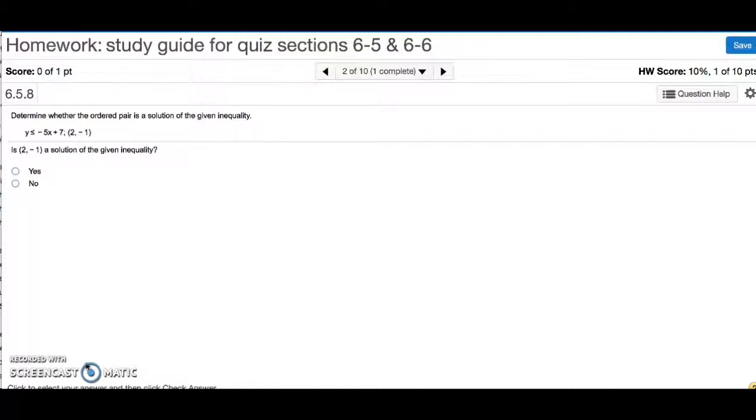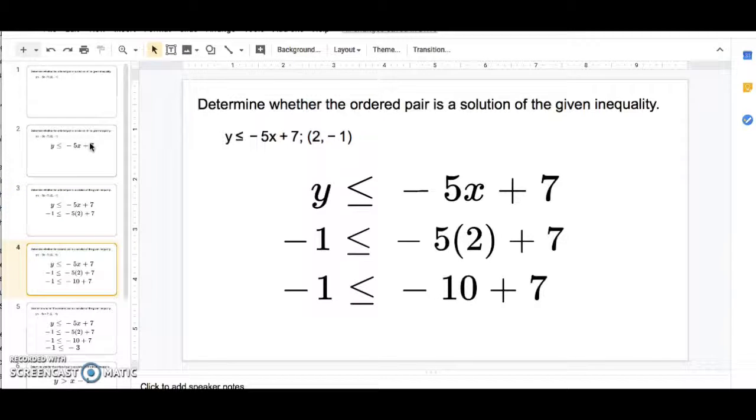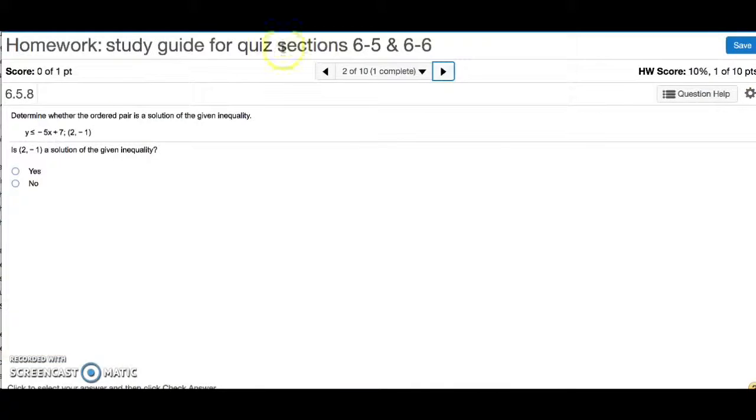Number 2, you're asked to determine whether the ordered pair is a solution of the inequality. Now, our inequality is y is less than or equal to -5x plus 7. And we need to see if 2, -1 is a solution. So what we need to do is substitute in 2 and -1 for x and y. 2 is x, -1 is y. We have -5 times 2, which gives us -10. -10 plus 7 is -3. Now -1 is not less than or equal to -3. It is in fact greater. So that means since this is not a true statement, this will not be a solution to the inequality.